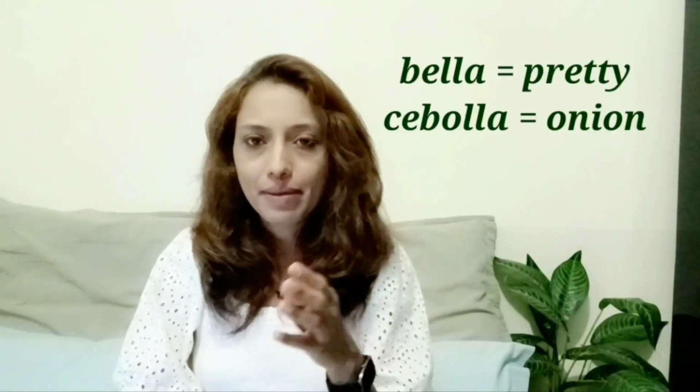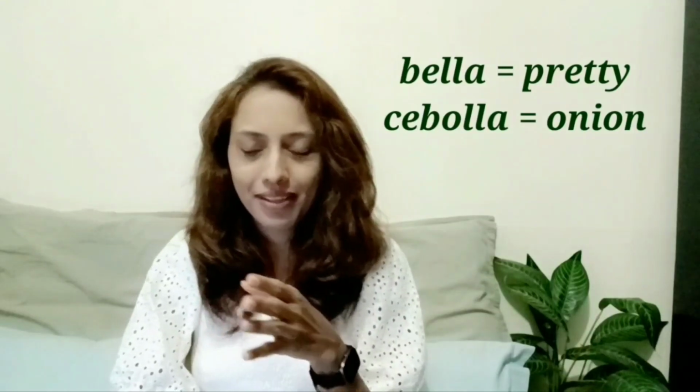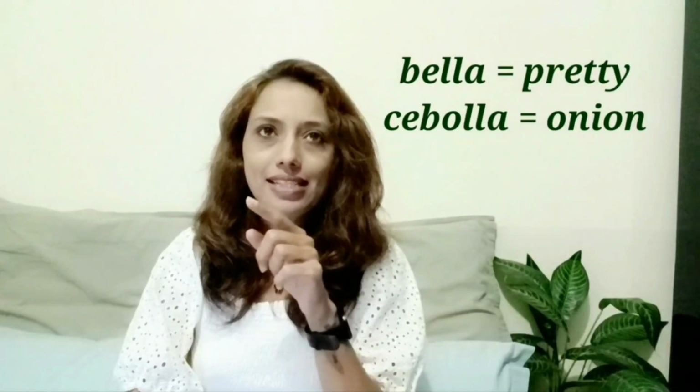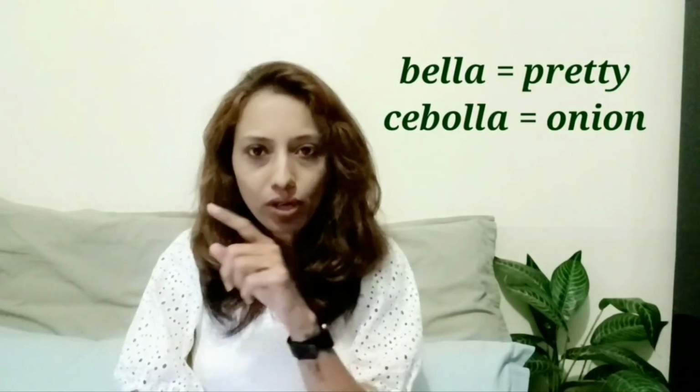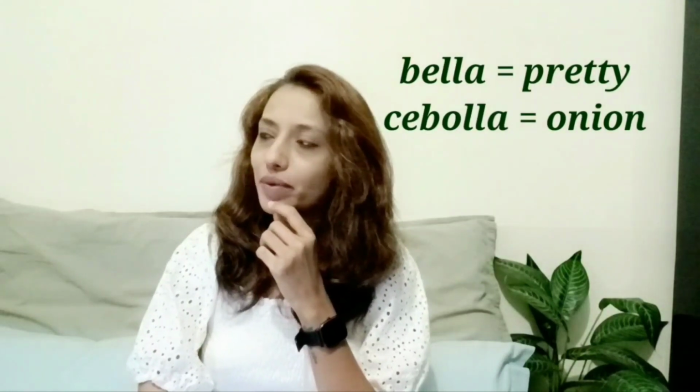And then double L is J. It's not even J, it's J or Ye, depending on what you're saying. So, for example, if you read B-E-L-L-A, it's not Bella, it's Beya. If you're saying C-E, you know, B-O-L-L-A, then it's not Cebola, it's Cebolla. And then what was the other one?